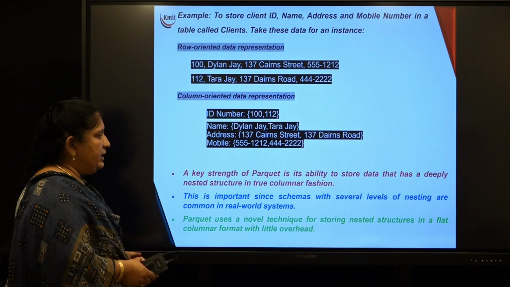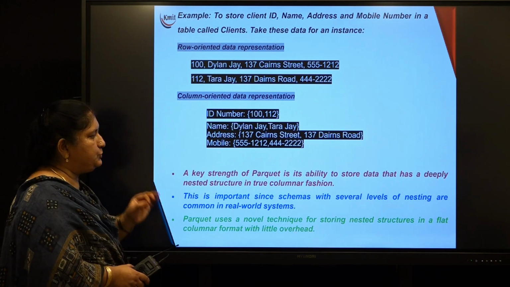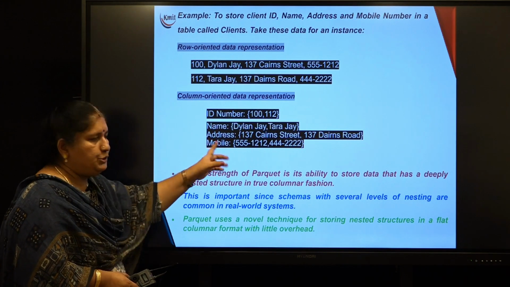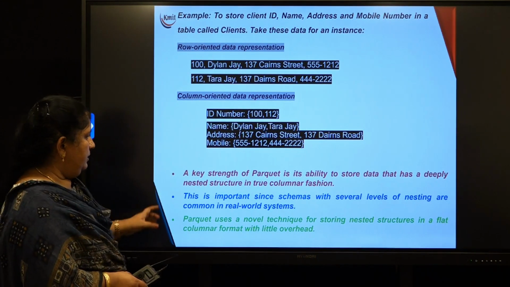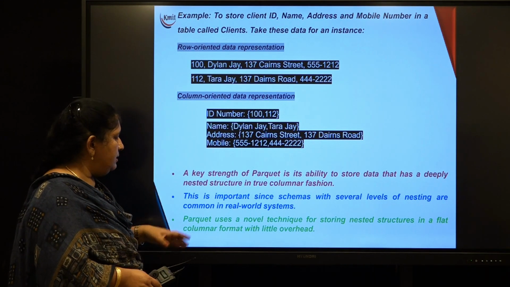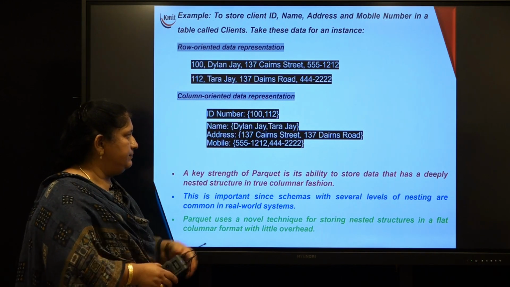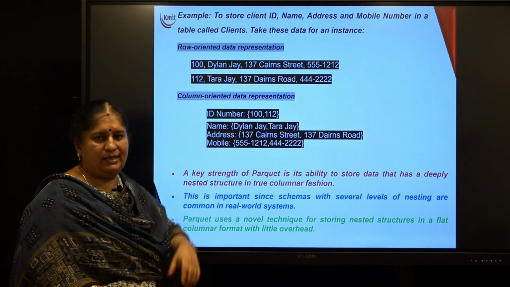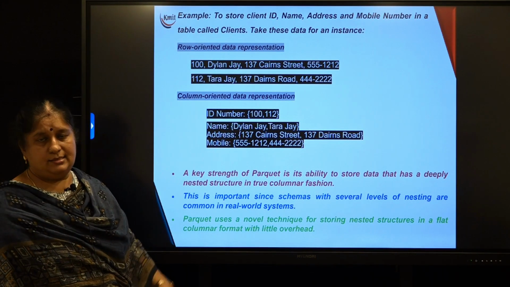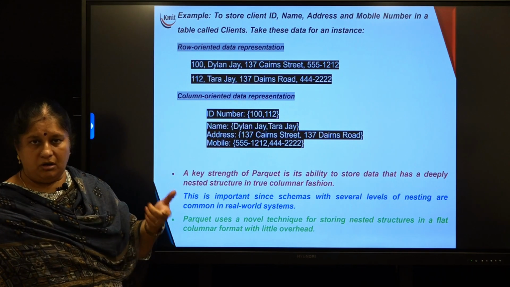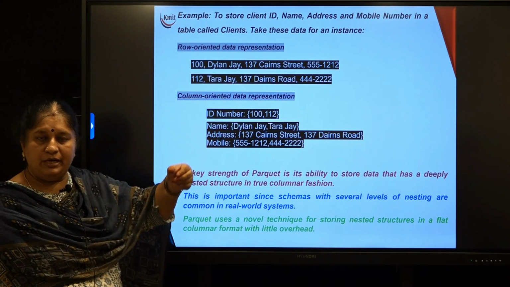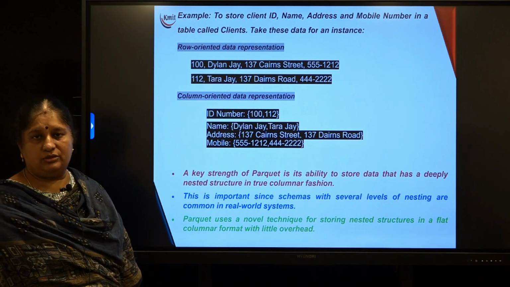Then the key strength of Parquet is the ability to store the data which has a deeply nested structure, and we are going to work with columnar fashion. And this is important since schemas with several levels of nesting are common in real world systems. See, here I have just written the address like this. Can the address be again a nested structure? Definitely yes. Street number, column name, nearby landmark. Suppose I am trying to maintain all of them, again it will be a structure, right?